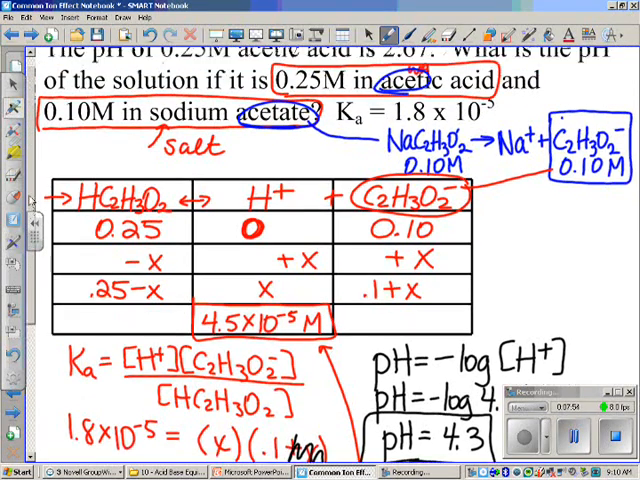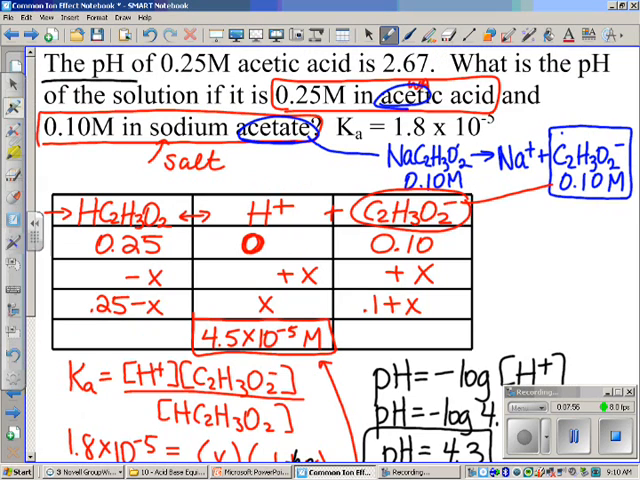Now, earlier in the problem, they had told us the pH, let's go back up here for a sec, they told us the pH of just regular old 2.5 molar acetic acid was 2.67. Notice we didn't use that number. I put that number in the problem just so that you could see what happened. This acid started off with a pH of 2.67. We added a basic salt to it. Okay, we added a basic salt.